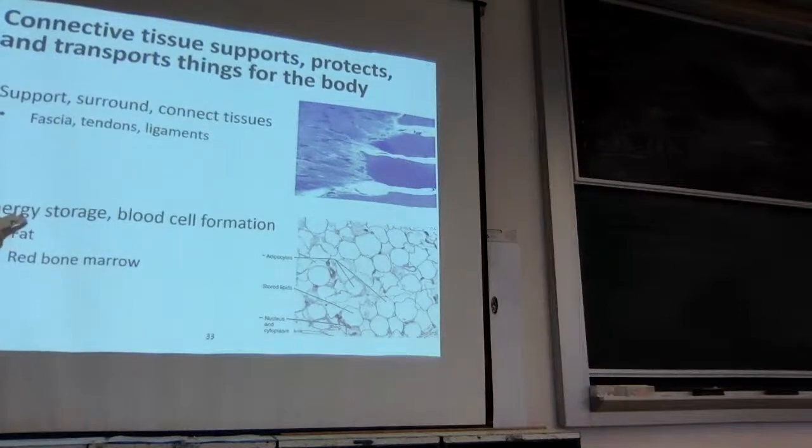It can be for storage or for blood cell formation. So fat, adipose, is really important, or a cushion for storing energy. We can use our fat as an energy source.